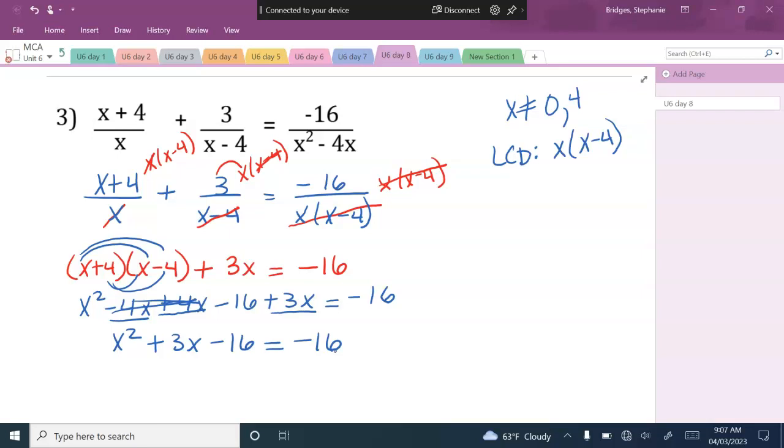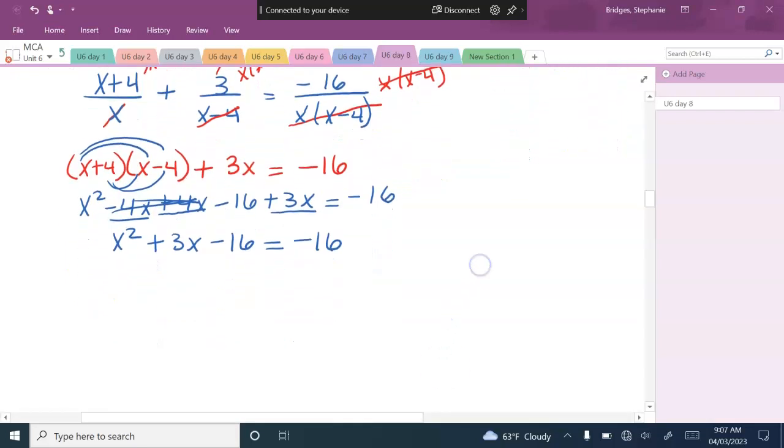Does it look like I'm going to need to factor here? Do I have an x squared? Yes, I'm probably going to have to factor, which means I need to get it equal to 0. So I'm going to start by adding this 16 over here, and some of you might get confused at that point and say, what do those 16s do? They cancel, which is fine. It just leaves me with x squared plus 3x equals 0. I can still factor that.